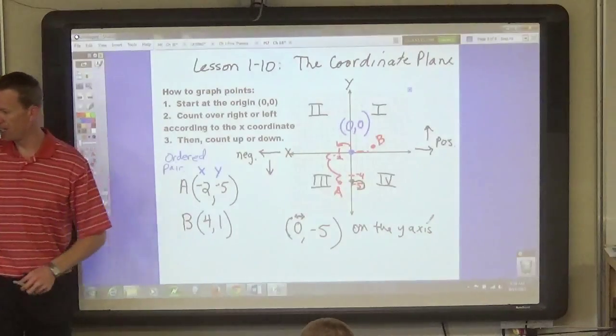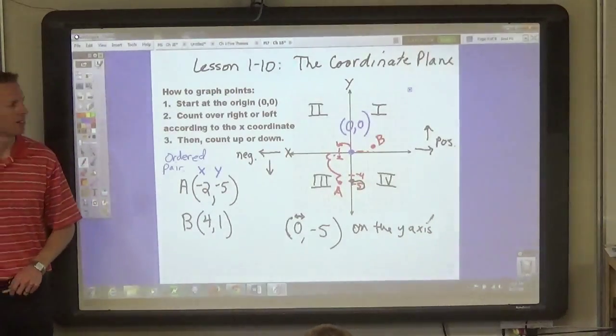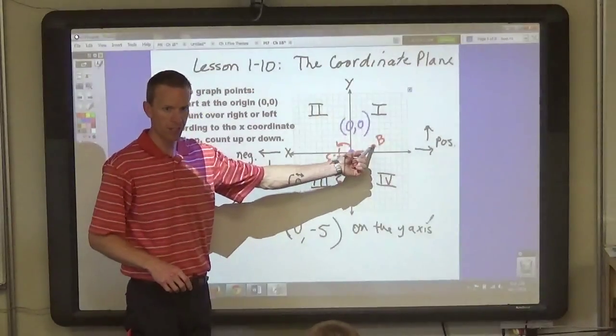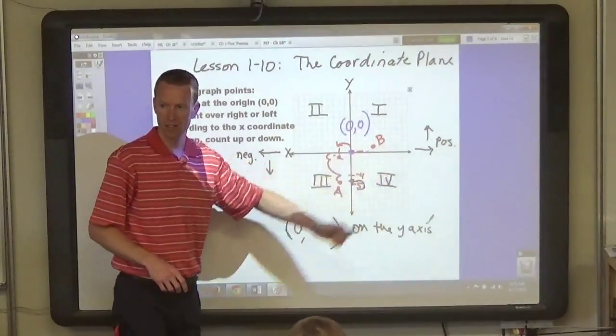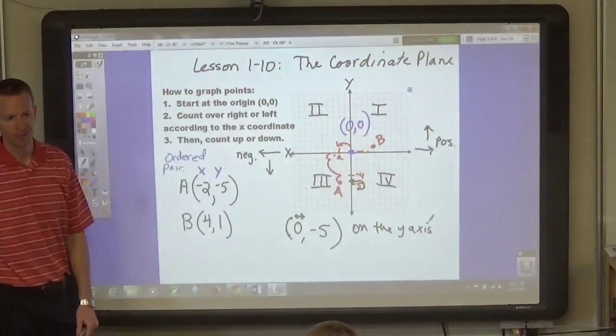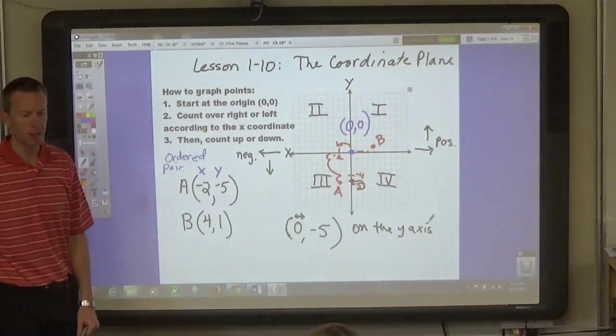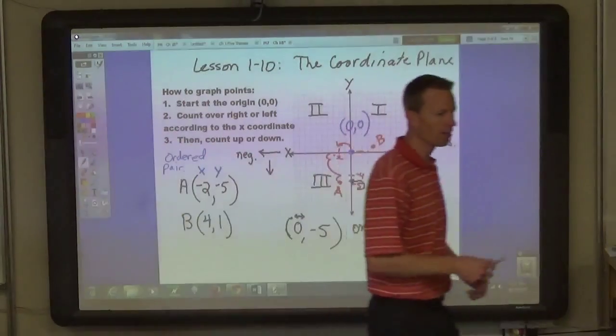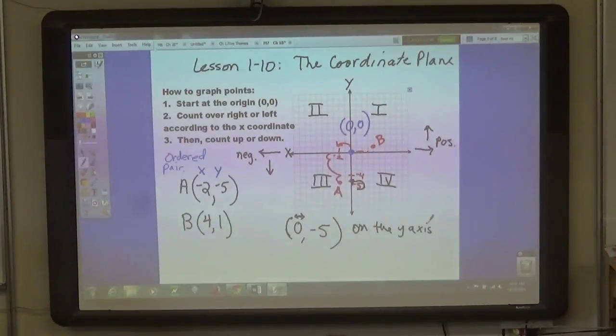Questions on the coordinate plane? When you're labeling a point, you have to label it with a dot and the letter. Okay? So in your homework assignment, you'll do both. Label it with a dot and the letter. Okay? Any questions? We worked on this last year, so this is not brand new to you. Okay?